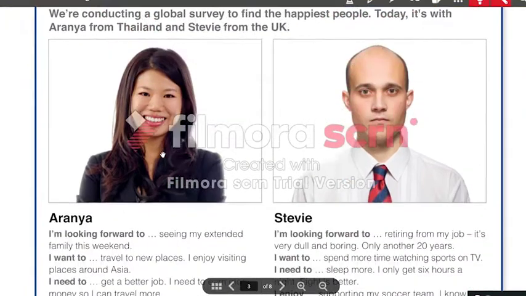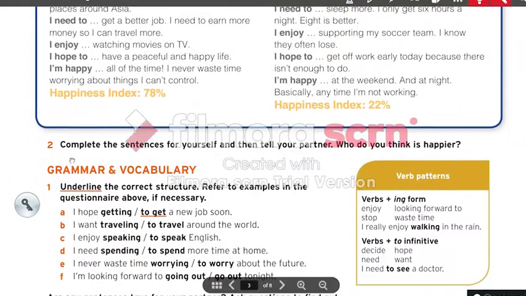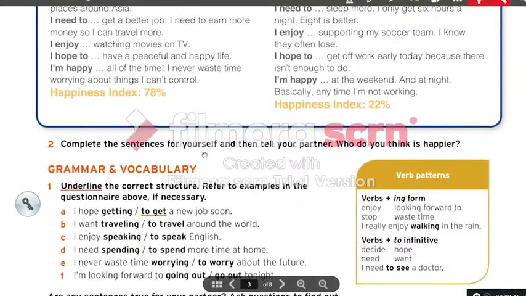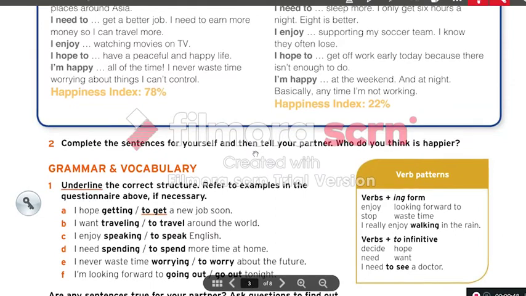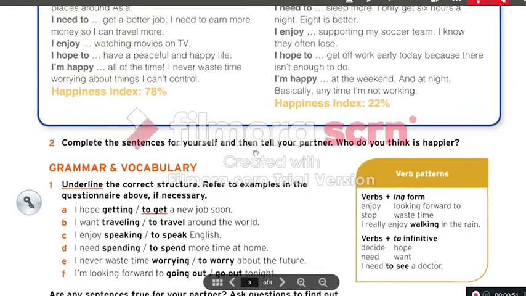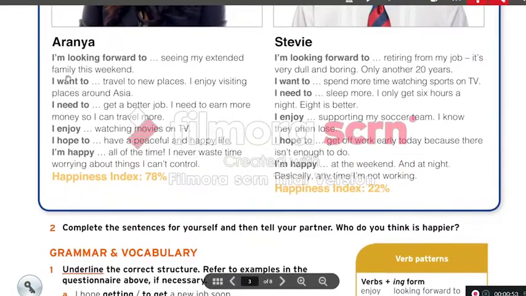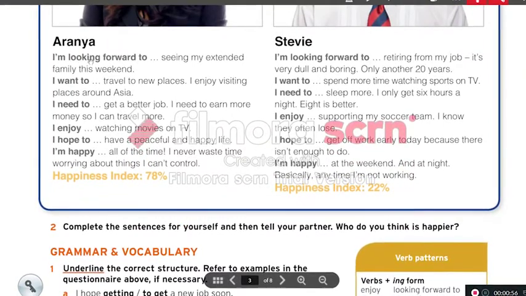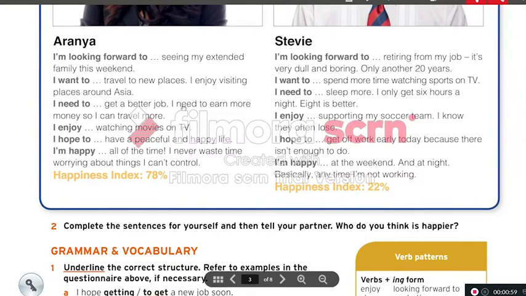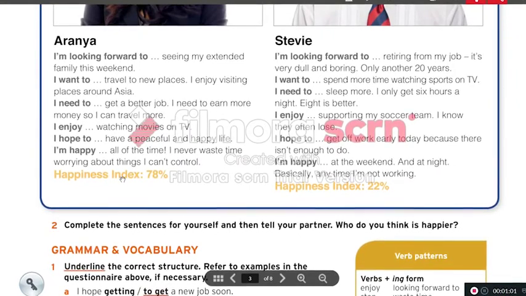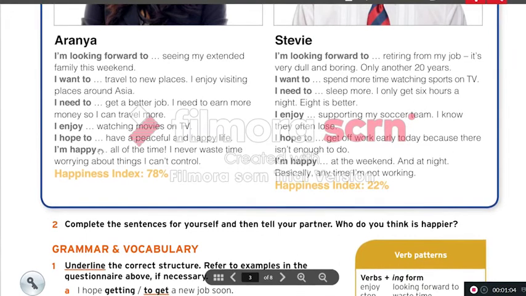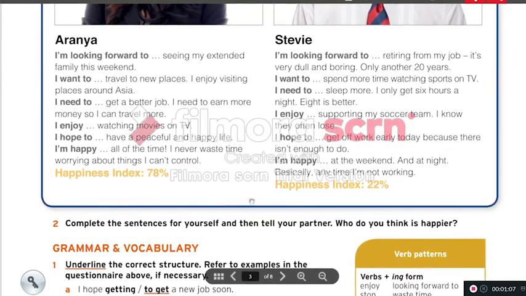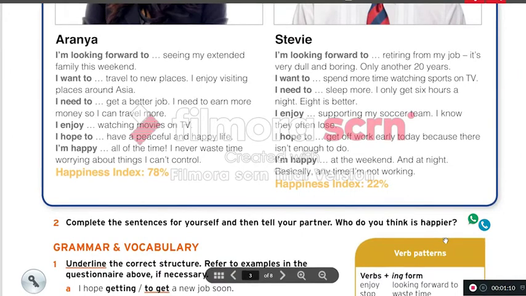You done? Great job. Now let's continue with exercise 2 that says: complete the sentences for yourself and then tell your partner who you think is happier. Okay, in this exercise we have these sentences. I'm looking forward to, I want to, I need to. So you're gonna complete the sentences for yourself. What is something that you want? What is something that you need? And then you're gonna call your classmates and compare your answers. And later you're gonna decide who you think is the happiest from your classmates. All right? Do it, and when you finish, we'll continue.